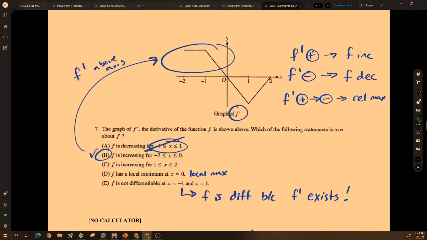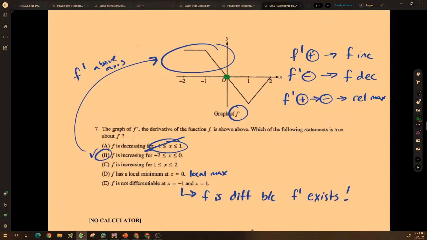So when we have this, we're thinking those same concepts. F prime is positive, f is increasing; f prime is negative, f is decreasing. F going from positive to negative is a relative max. I only included that one because that's the only thing that happens here. It never goes from negative to positive. So I want to be thinking those in my head and then just going through each one of these. So choice A says f is decreasing from -1 less than or equal to x less than or equal to 1.